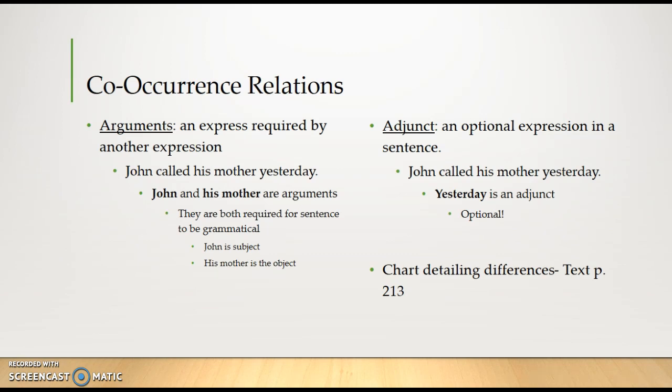An adjunct is an optional expression in the sentence. So, John called his mother yesterday. Yesterday is optional. We can just say John called his mother. If you look at your book on page 213, it details these different co-occurrence relationships.